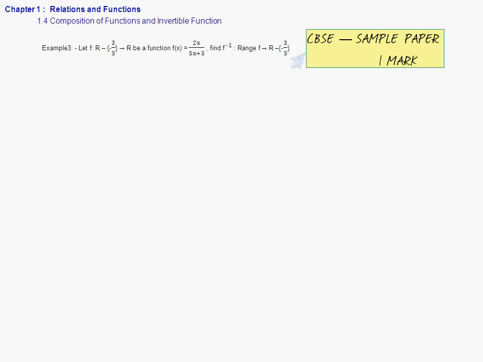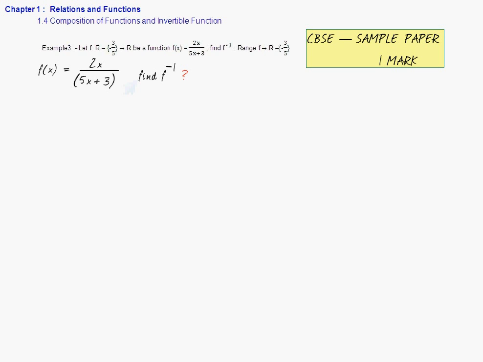What I want to emphasize here, let me first read the question. We are given a function f from the set of real numbers except minus 3 by 5 to the set of real numbers, defined as fx equal to 2x over (5x plus 3). And we have to find f inverse. Now before we find the inverse of a function in general, we always first prove that it is invertible. And for that we need to prove that it is 1, 1 and onto. But this being a 1 mark question, we have to take it for granted that it is invertible and just find f inverse. Suppose it were a 4 mark or 6 mark question, then you first prove it is invertible and then find f inverse.